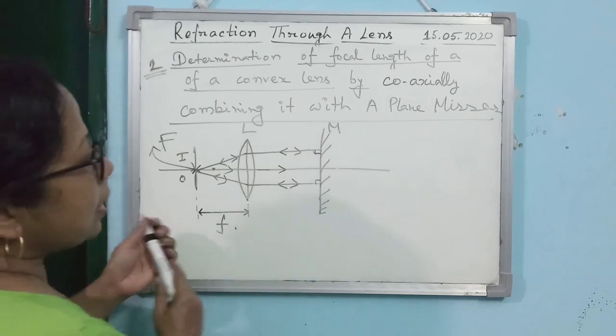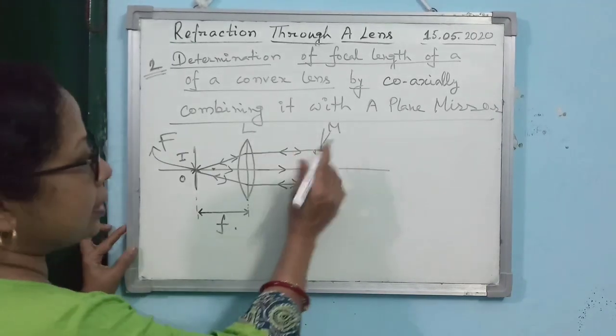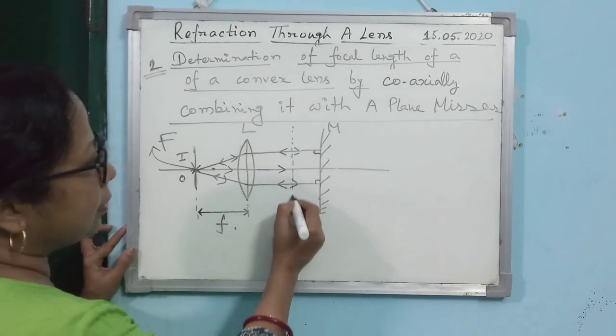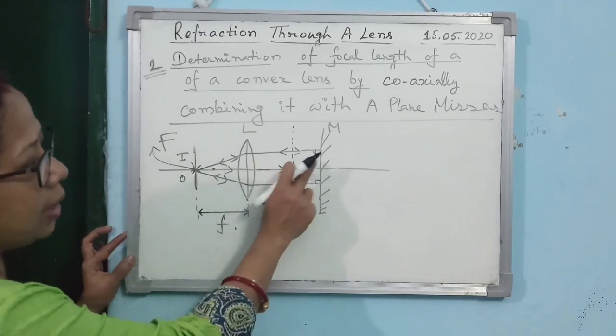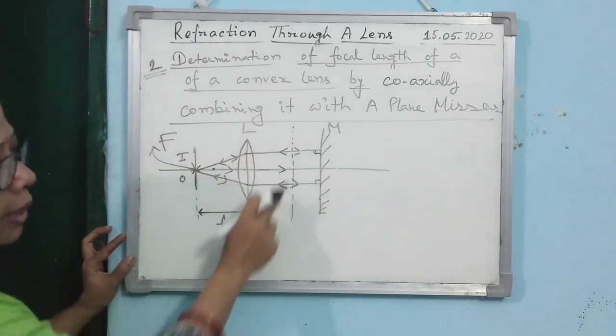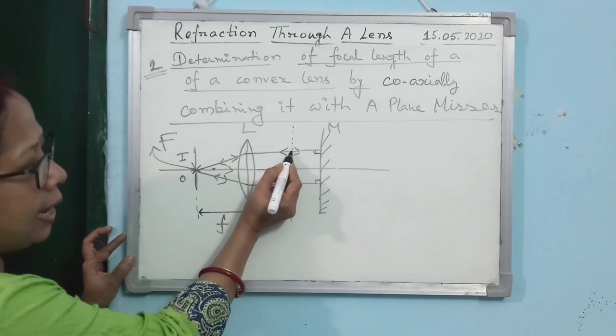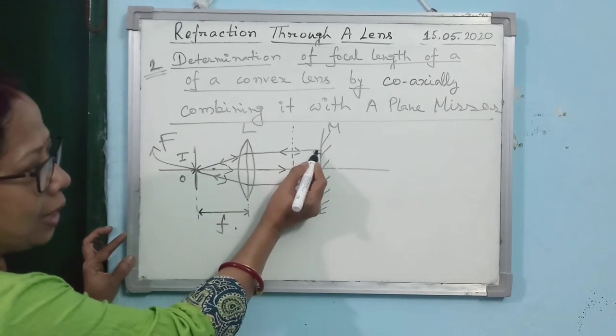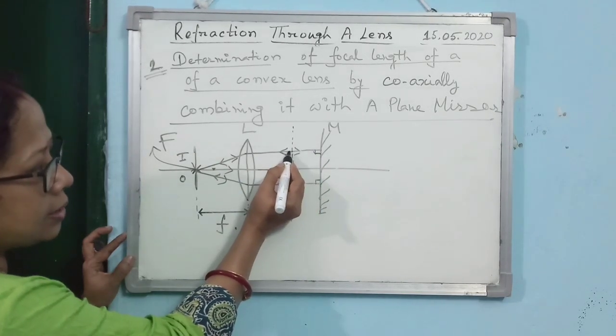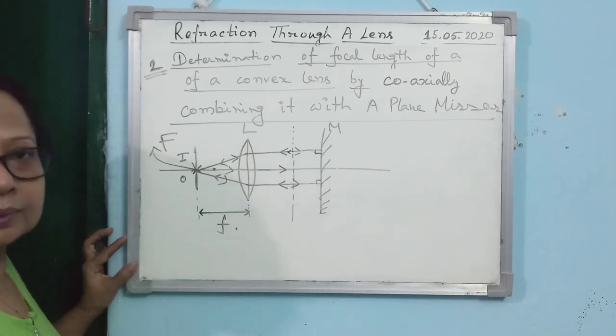So you see, suppose I am taking the mirror here; don't draw it, understand it. Then will there be any change in the path of the ray? No. What will happen? The ray, instead of retracing the path from here, will start retracing the path from here. Isn't it?